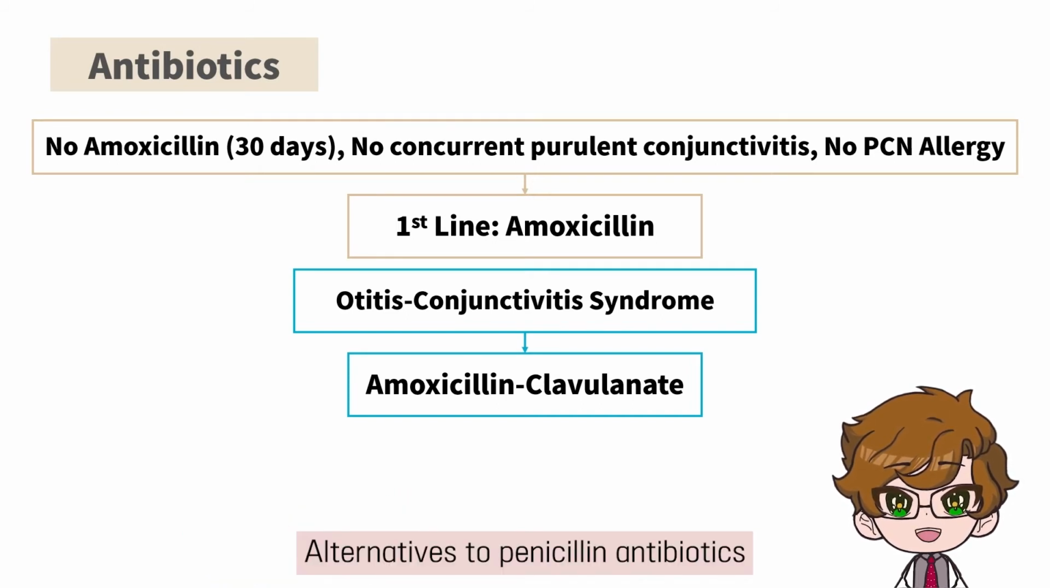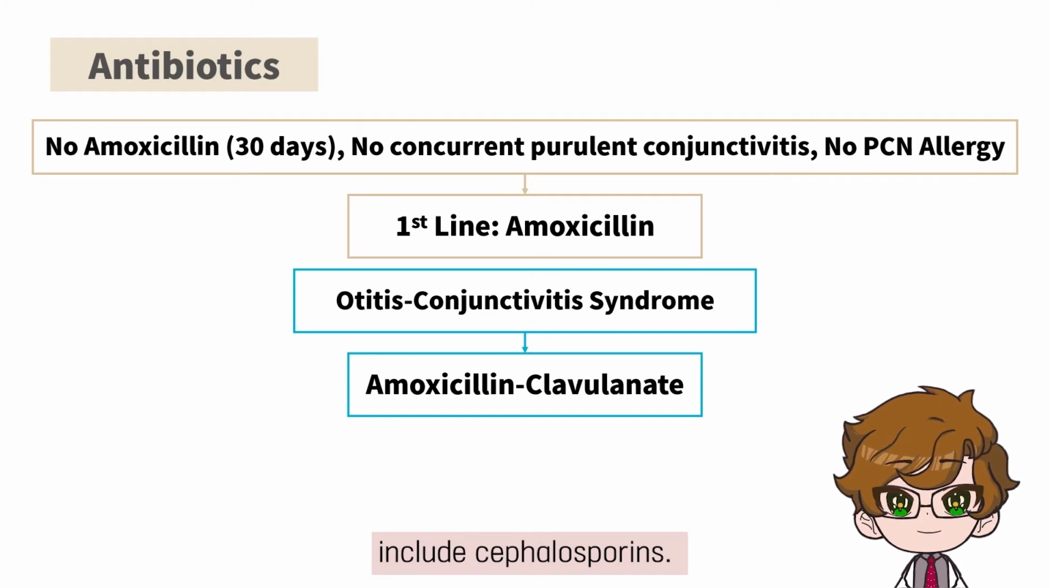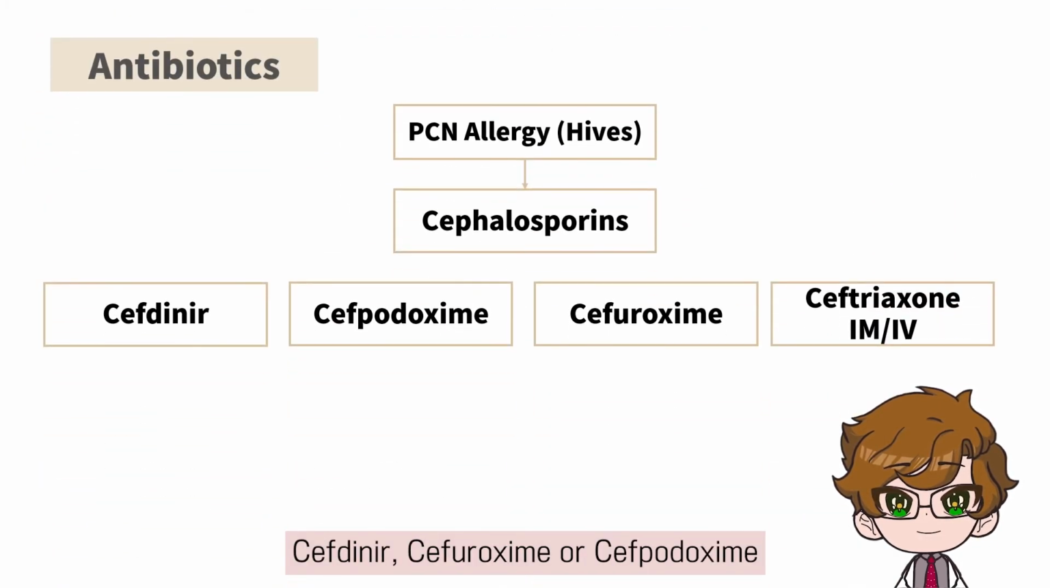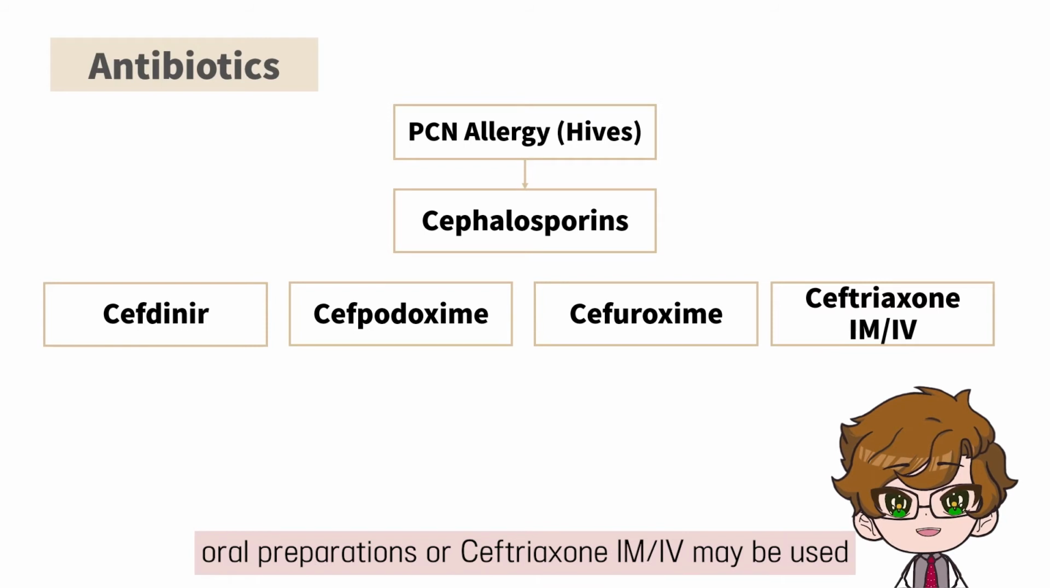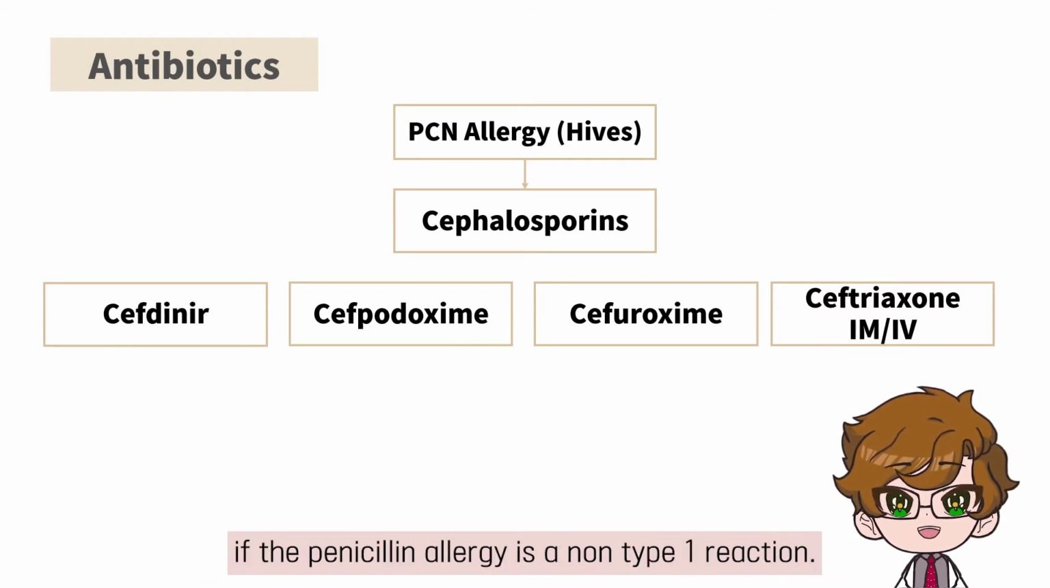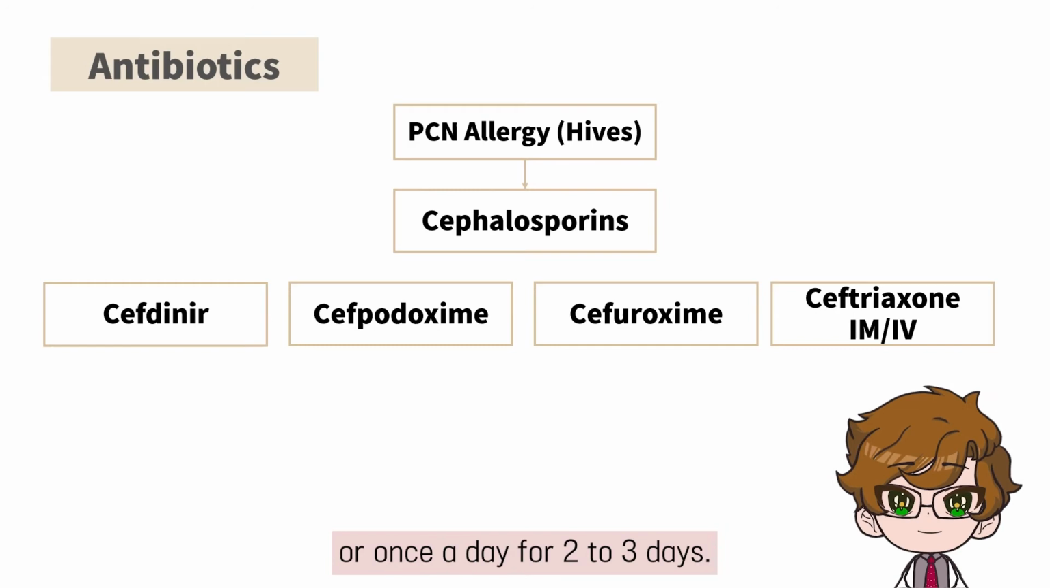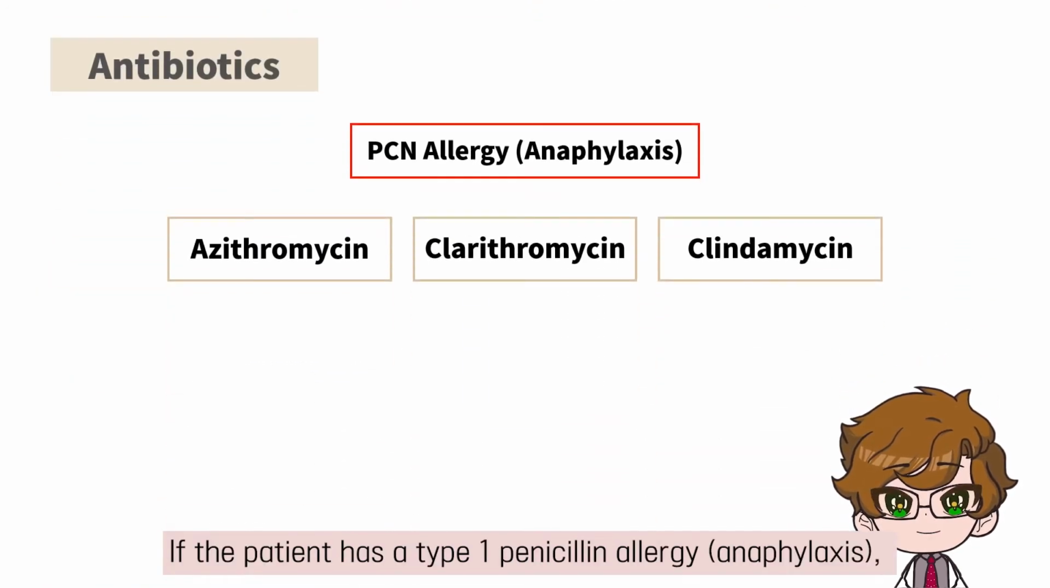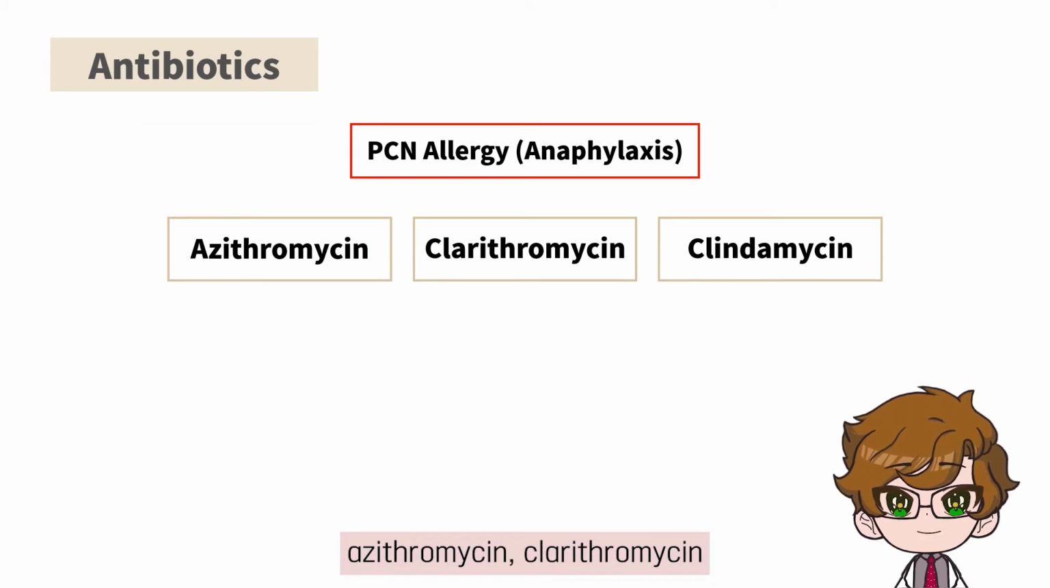Alternatives to penicillin antibiotics include cephalosporins. Cefdinir, cefuroxime, or cefpodoxime oral preparations, or ceftriaxone IM or IV may be used if the penicillin allergy is a non-type 1 reaction. Ceftriaxone may be given as a one-time dose or once a day for 2 to 3 days. If the patient has a type 1 penicillin allergy, azithromycin, clarithromycin, and clindamycin may be used.